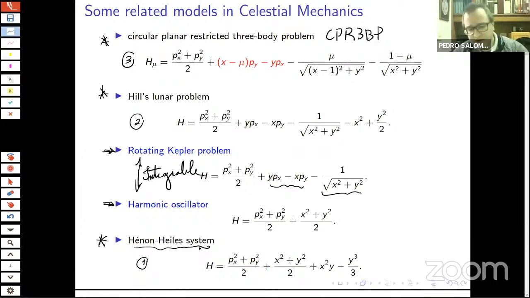Okay, they are all in this list of Hamiltonians, and the dynamics might be extremely different, but as I will show today, I'll try to explain today here, they have a lot of similarities from a global perspective.